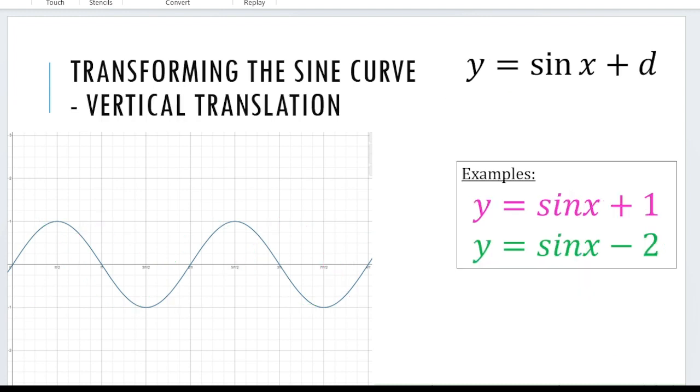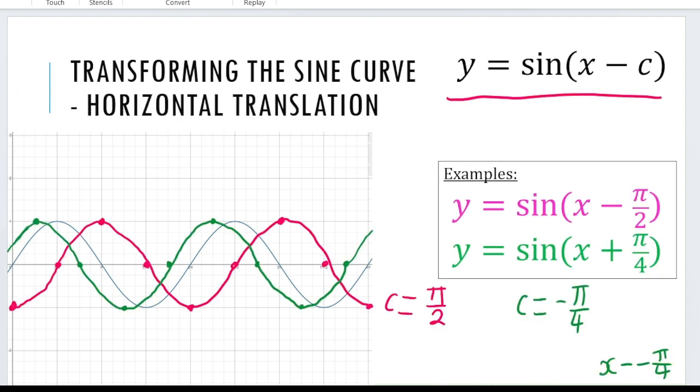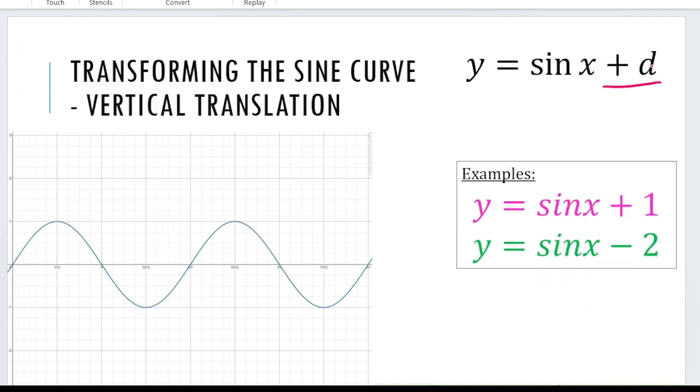Now, vertical translation is a little bit more straightforward in the way that we're looking at sine of x plus d. Remembering that the plus d is outside of what our sine function is here. So if we look back here, x take c is within that function of sine. The plus d is just like adding a value in the y direction. So it's a little bit more straightforward to draw.